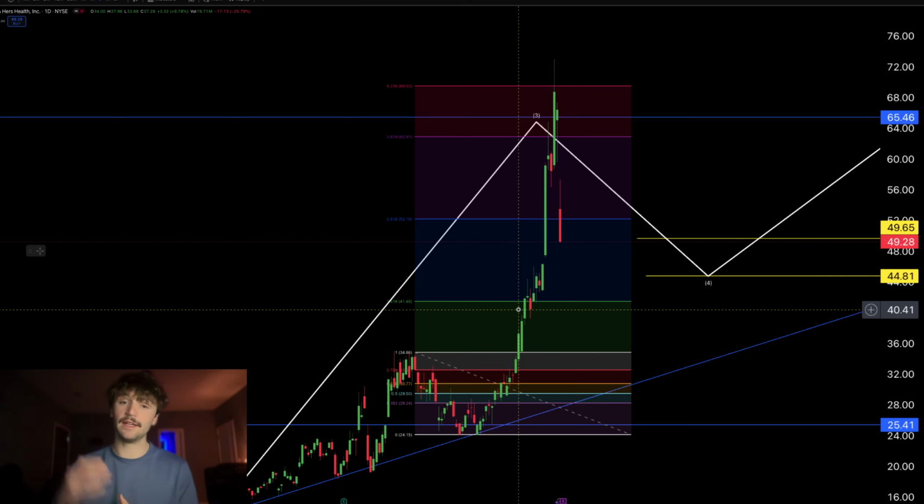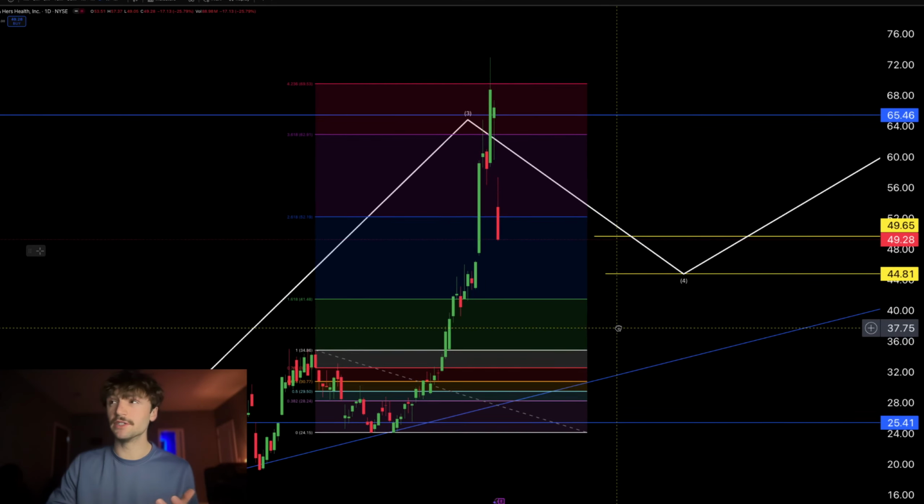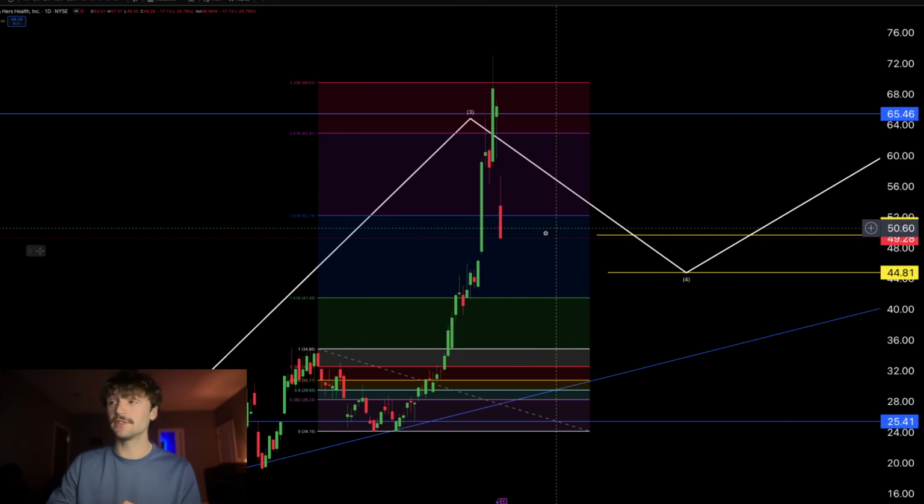Once you can get past that, it's your 3618. Those are just kind of stepping stone targets where if you can break one, you're kind of just headed to the next. That's normally how it works. Obviously, if you have some other support and resistance drawn out on your chart, that's a little bit different. But when you're in all-time high territory like HIMS is, it is pretty accurate the way that this ends up working out.